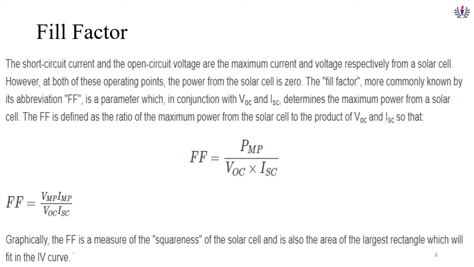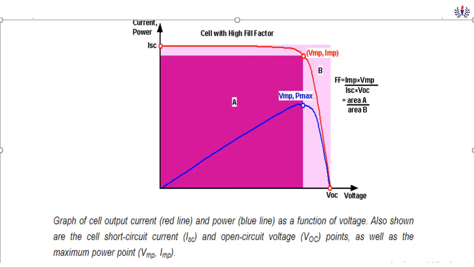Graphically, the fill factor is the measure of squareness of the solar cell, and it is also the area of the largest rectangle which will fit in the IV curve. So that's what we can observe. If you are considering the ideal characteristic curve, it could be a square, as shown here. That is a cell with a high fill factor.